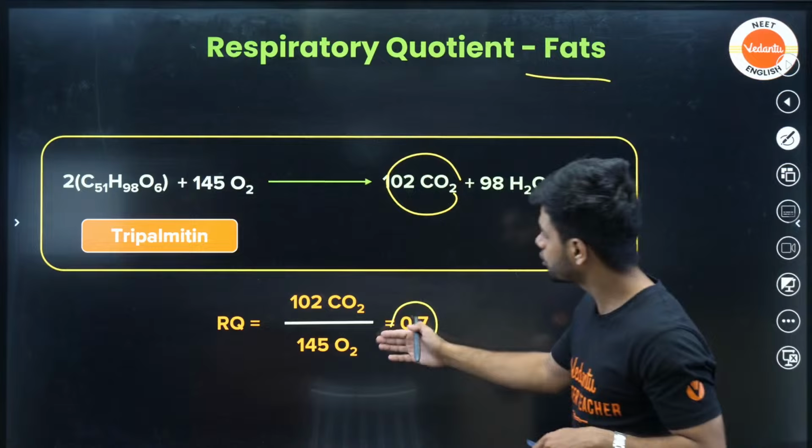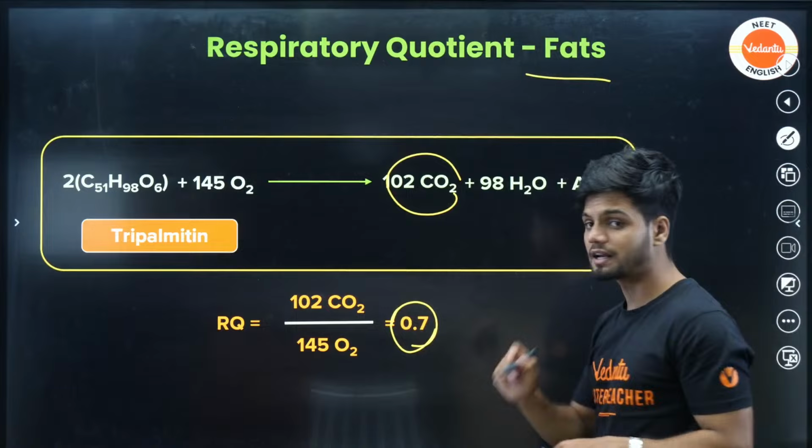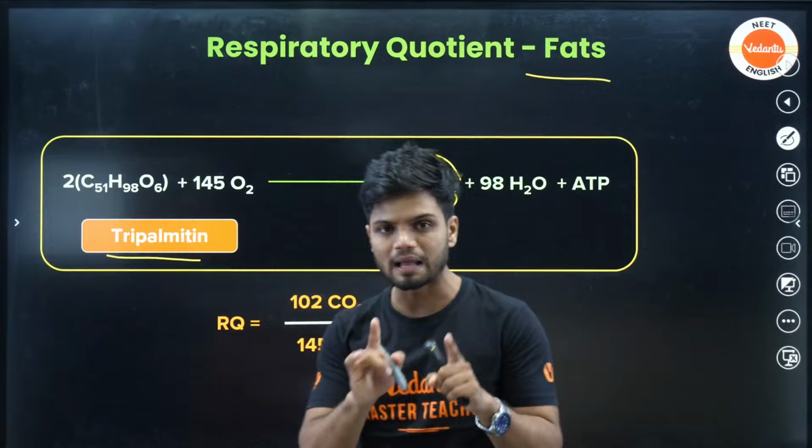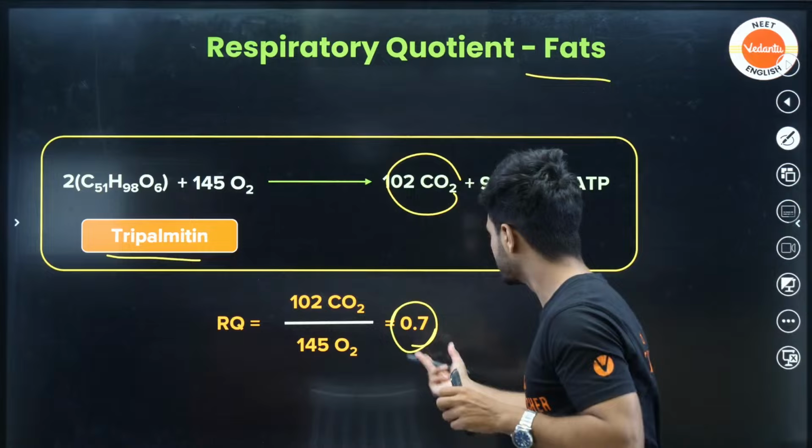More oxygen, less carbon dioxide. So it is 0.7. Remember, students, 0.7, and I want you to remember the example which is given in your NCERT, which is tripalmitin. Tripalmitin is the example given in your NCERT. Remember that. That is for 0.7.